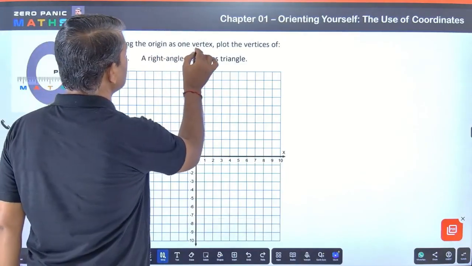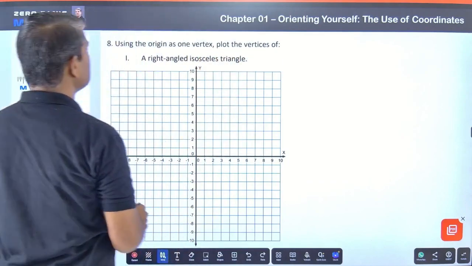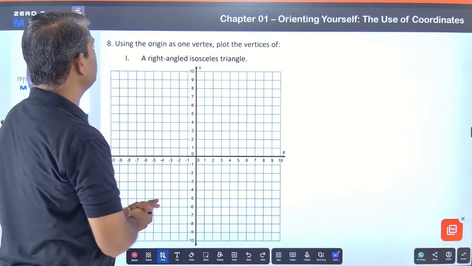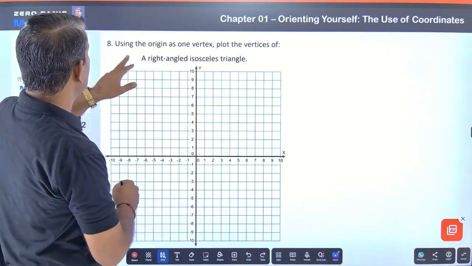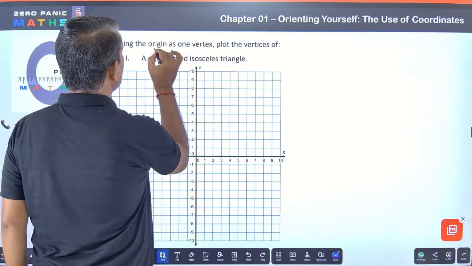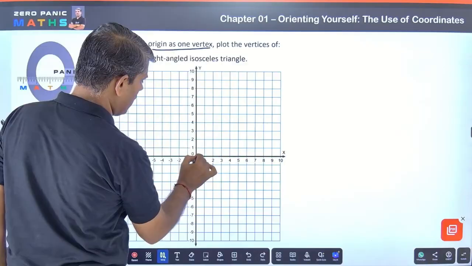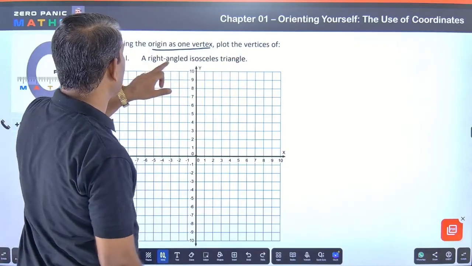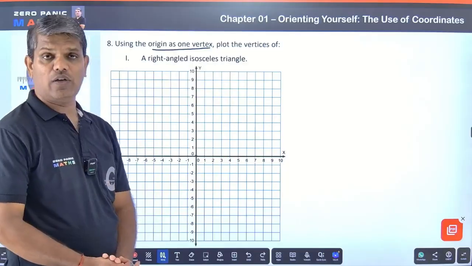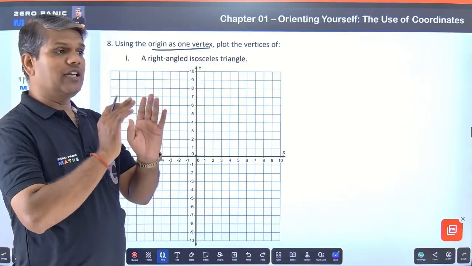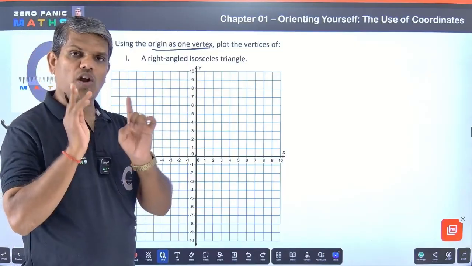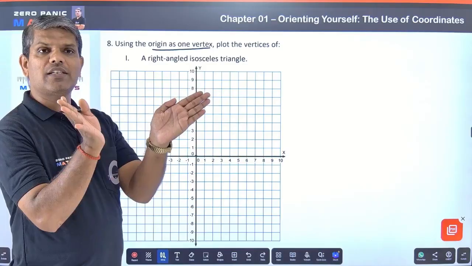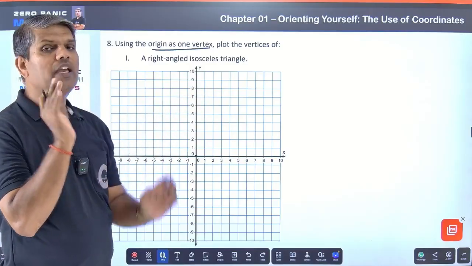Using the origin as one vertex, plot the vertices of a right angled isosceles triangle. Suppose this is the graph given. There are two sub problems in this. The first one is to use the origin, 0, 0, as one of the vertices. Plot the vertices of a right angled isosceles triangle. Right angle means one of the angles should be 90 degrees, and isosceles means any two sides of the triangle should be equal to each other.